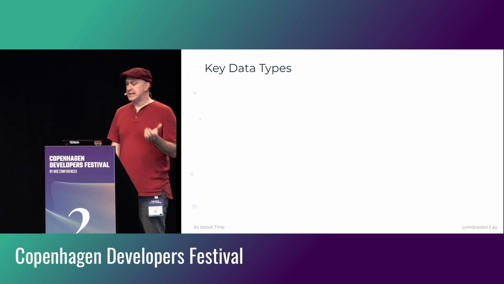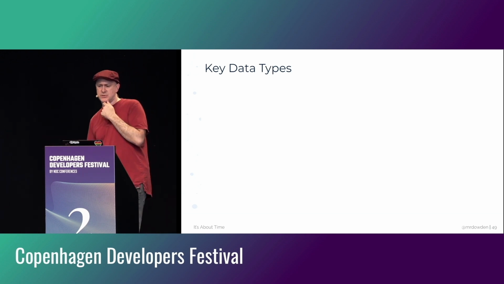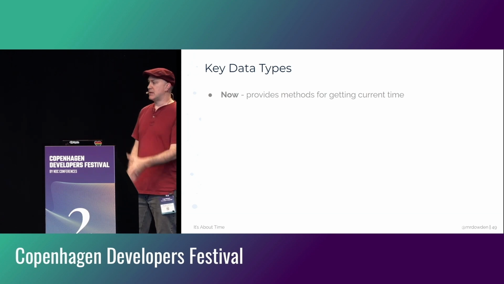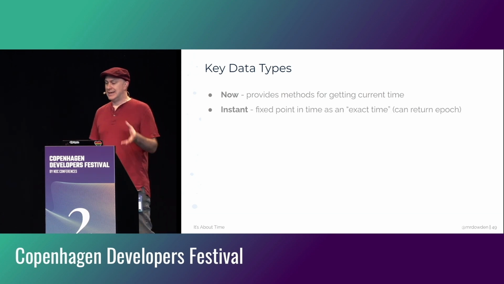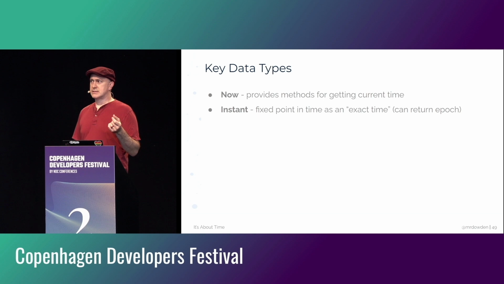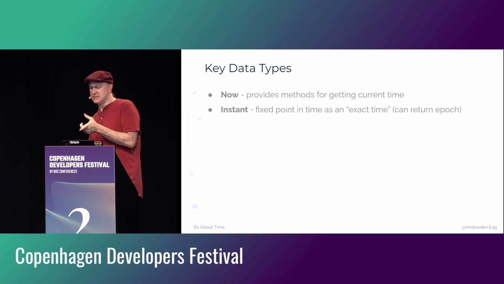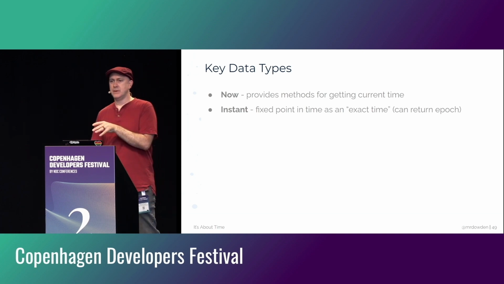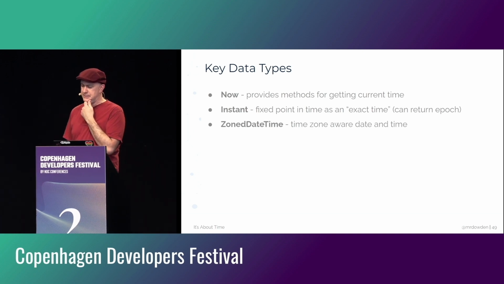There are some key data types, so they've kind of changed the data type structure entirely. Now is actually a type, and it provides methods for getting the current time. An instant is kind of a snapshot. Instant exists in a lot of libraries. I think it exists in Luxon. And it's a fixed point in time that's an exact time, down to the millisecond.